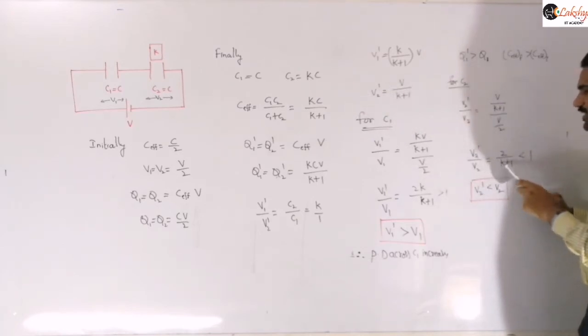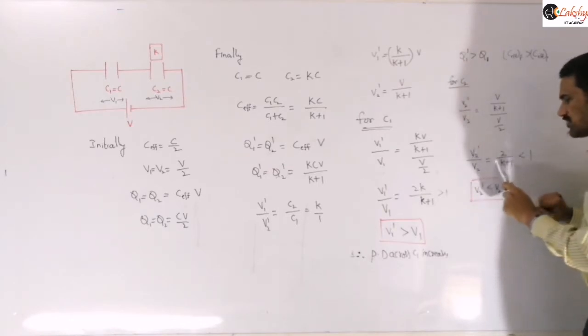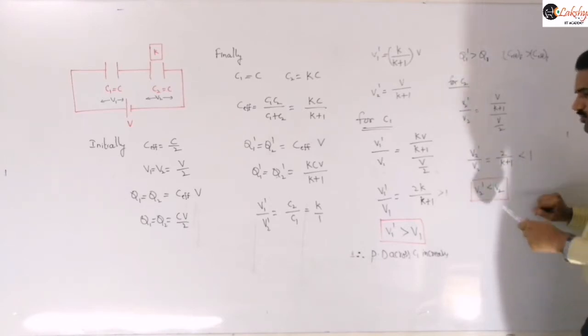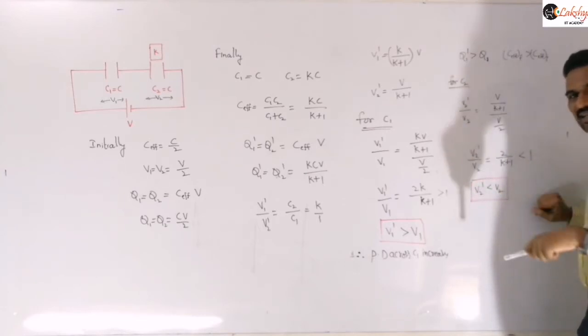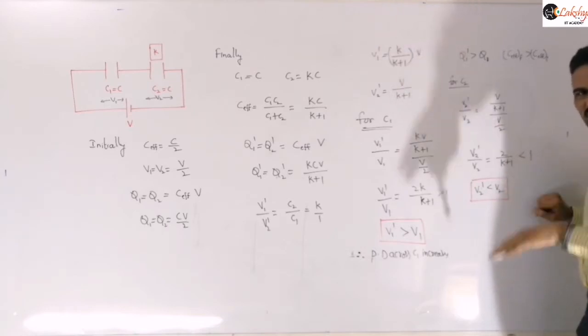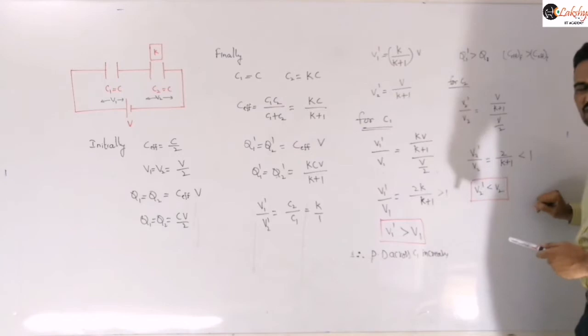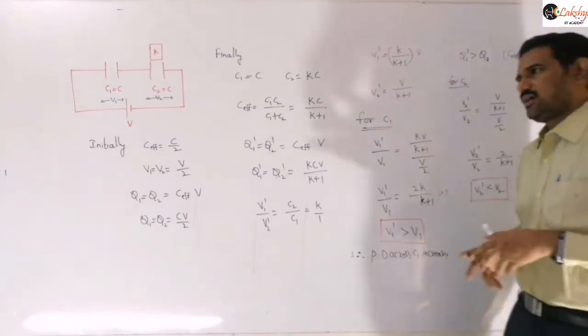And so now we are getting 2 by K plus 1, as K is greater than 1 always. Because K is always greater than 1, this ratio will be less than 1. And so the potential difference across this C2 is decreasing. So if C1 is increasing, then automatically C2 should decrease here. That you can directly answer, because the total potential difference should remain constant. Total V1 plus V2 will always be V only.